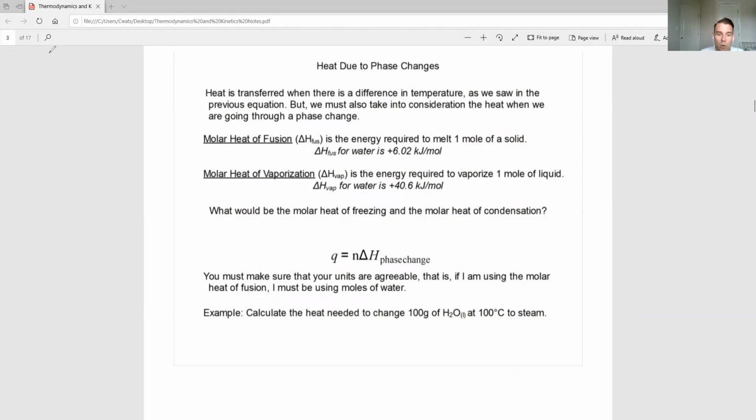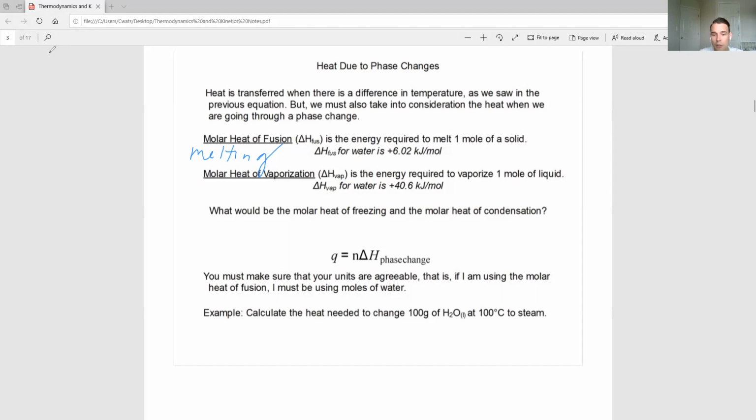So we can have molar heat of fusion or molar heat of vaporization. So fusion, which is different, is going to be melting. And vaporization is obviously vaporizing. So fusion, the energy required to melt 1 mole of a solid. The delta H for fusion is going to be positive 6.02 kilojoules per mole. Molar heat of vaporization is going to be positive 40.6 kilojoules per mole.